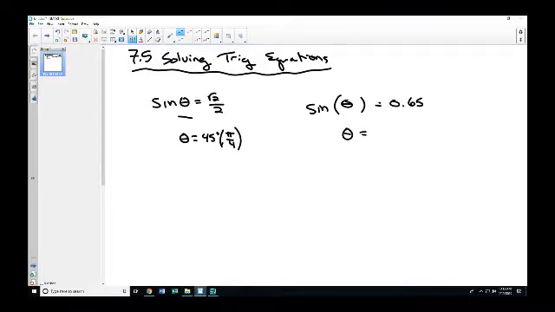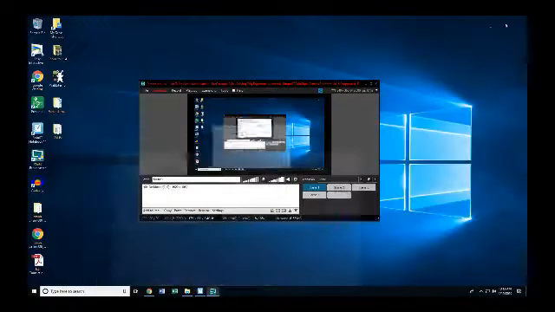No. Sine goes with the angle. How do I move the sine across here? Is it like the negative sign? The inverse. So your calculator has a sine inverse button. Let me see if I can find it here.